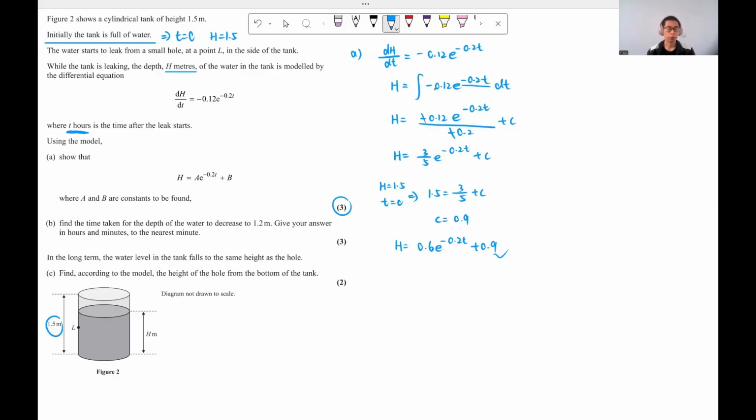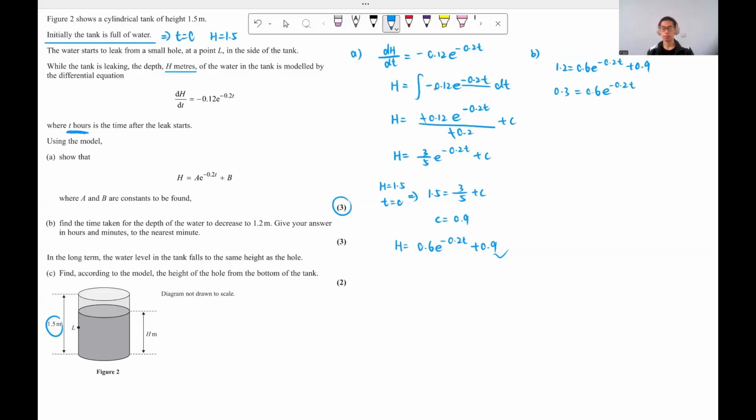Find the time taken for the depth of water to decrease to 1.2 meters. Give your answer in hours and minutes to the nearest minute. So for part B, we want to work out the time, which is t, when the height becomes 1.2 meters. So we just let h equal 1.2. So 1.2 equals 0.6 e to the power negative 0.2t plus 0.9. So minus 0.9 from both sides, that would be 0.3 equal to 0.6 e to the power negative 0.2t.